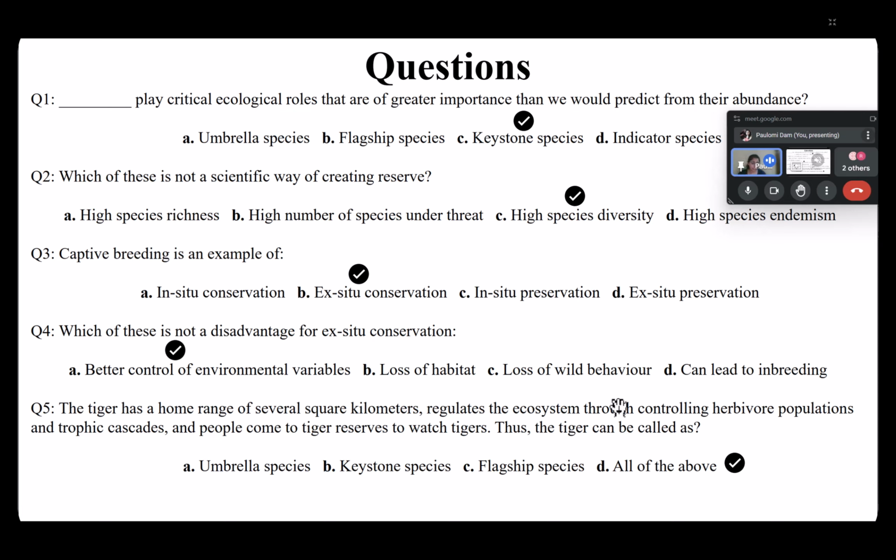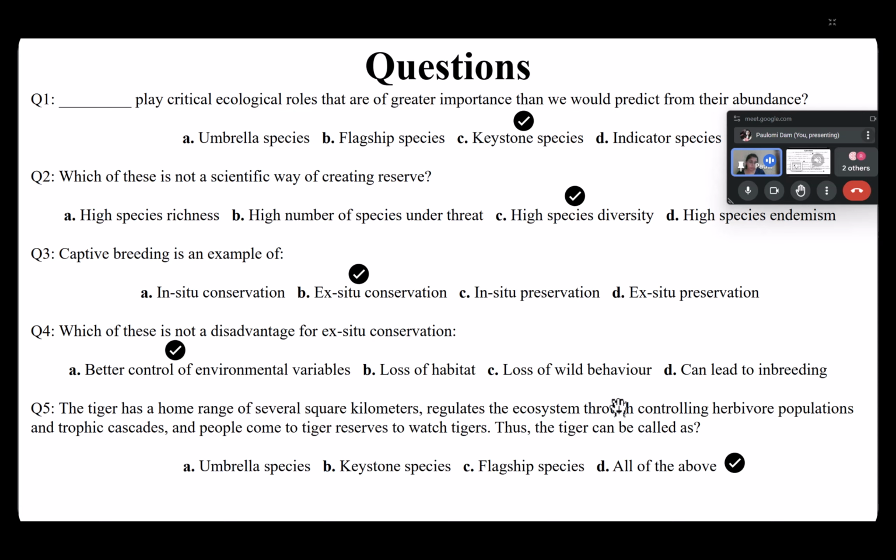And lastly, as you've guessed it right, tiger has a large home range of square kilometers. It can be an umbrella species. It regulates the herbivore population, so it's a keystone species, and it attracts people when it is in the reserves, so people can come and watch tigers. And what does it actually do when you have individuals coming to the reserve? It increases the profit, the money for the reserve, and with that money you actually take care of all the facilities. So if you have tigers, this charismatic species in the reserves, you have more tourists, more visitors, and with that you raise more money.